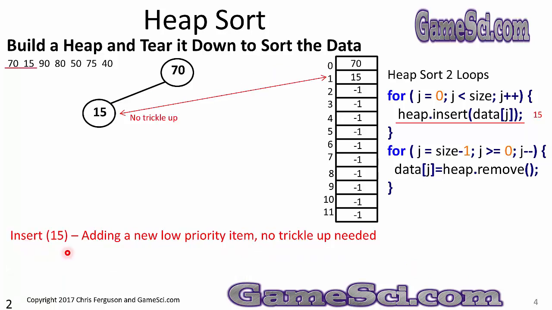Insert 15. Adding a new low priority item, no trickle up is needed. J now equals 1. Insert data sub J, which is the value 15. The 15 will be pulled out of the array data and inserted into the heap. In this case, it's a very simple insert because 15 has a lower priority than 70. We don't have to do anything except insert 15 at the end of the heap.